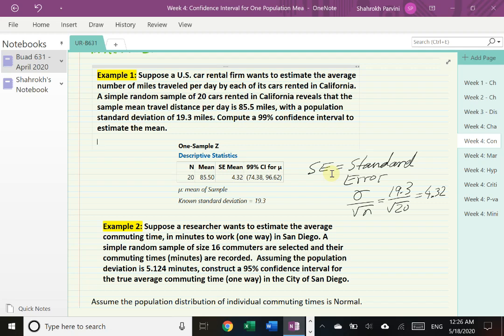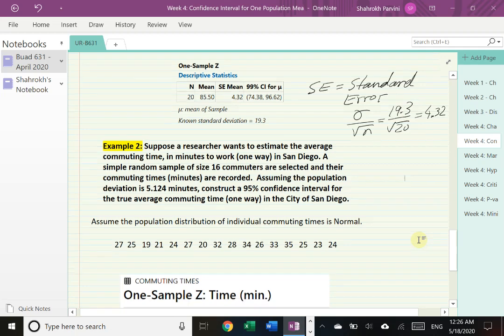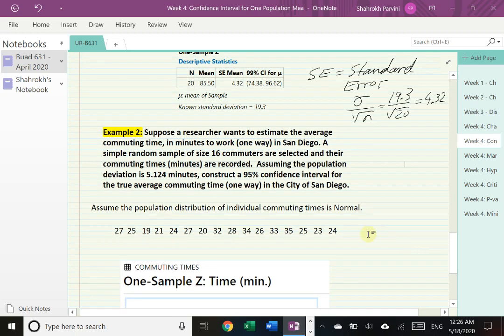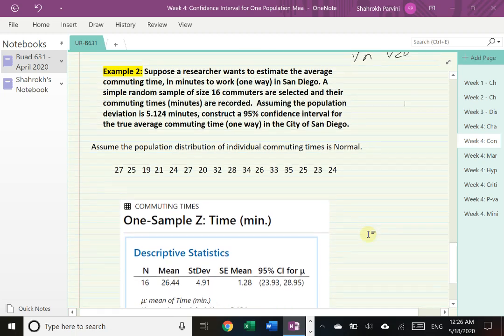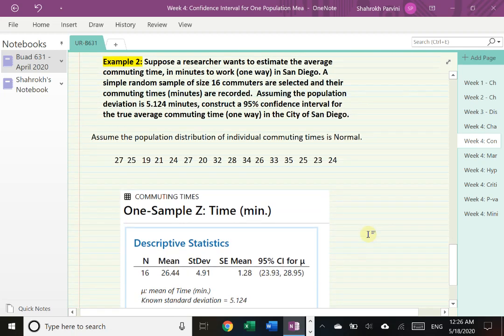And then they take a simple random sample of size 16 commuters, and the commuting times are recorded, assuming the standard deviation is 5.124 minutes. We want to construct a 95% confidence interval for this one. So for the commuting example the standard deviation is 5.124 minutes, and we want a 95% confidence interval. Sample size was 16. And the assumption is that the population distribution is normal. That's the distribution of all individual commuting times, hundreds of thousands of them. And there you go.